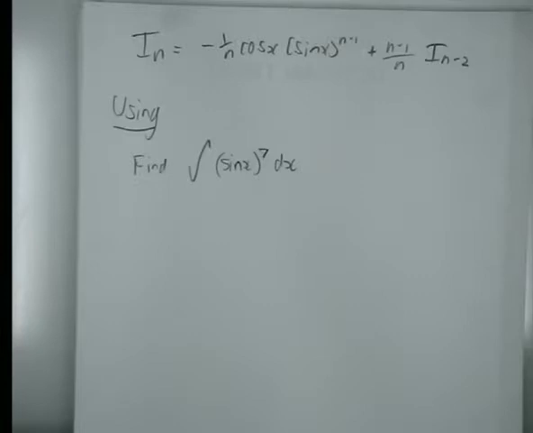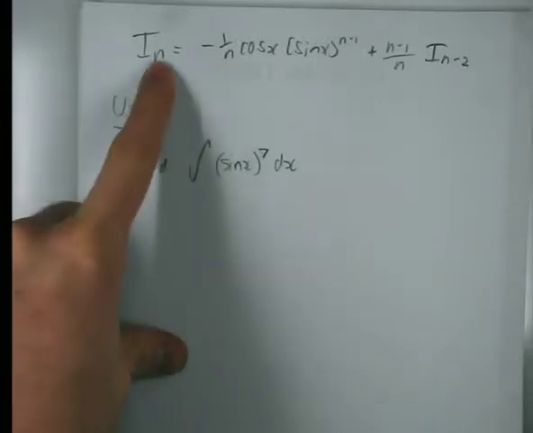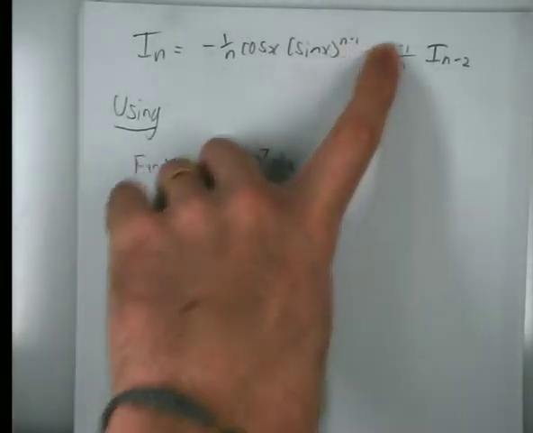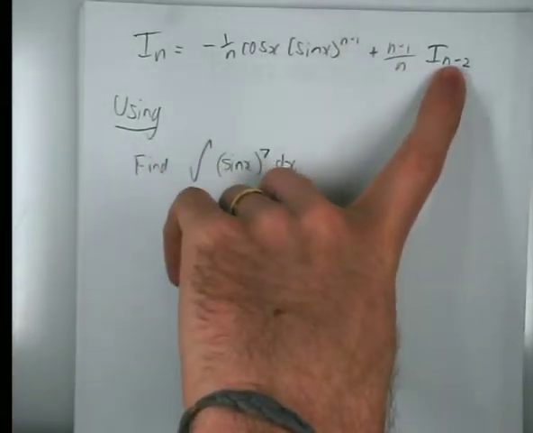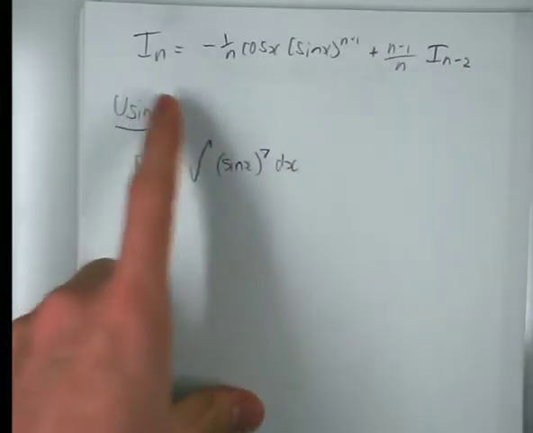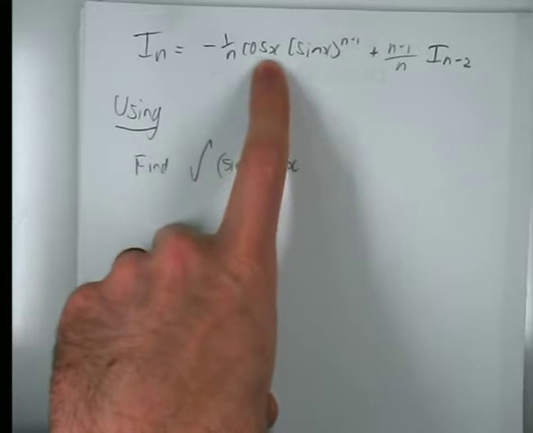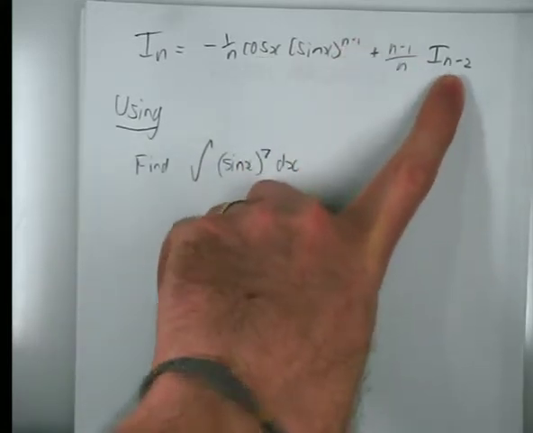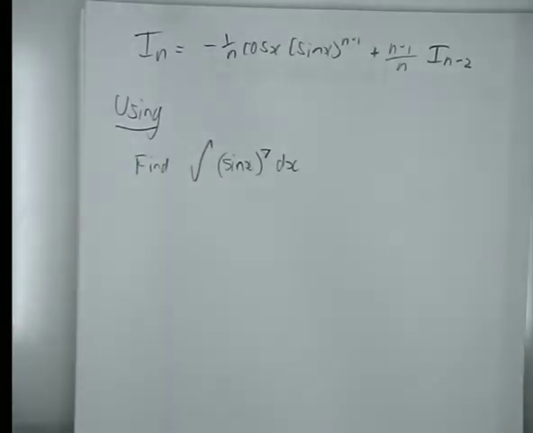My formula tells me if I put 7 in for n, I'll get minus 1 over 7 cos x sine x to the 6 plus 6 over 7 I5. And then I need to figure out what I5 was using the same formula. I'll get I5 is minus 1 over 5 cos x sine x to the 4 plus 4 over 5 I3. And then I could put the 3 in and figure out what I3 was, and eventually I'd get somewhere that I knew what to do. And I would have to stop eventually because I'm not going to get sine x to the minus 7.